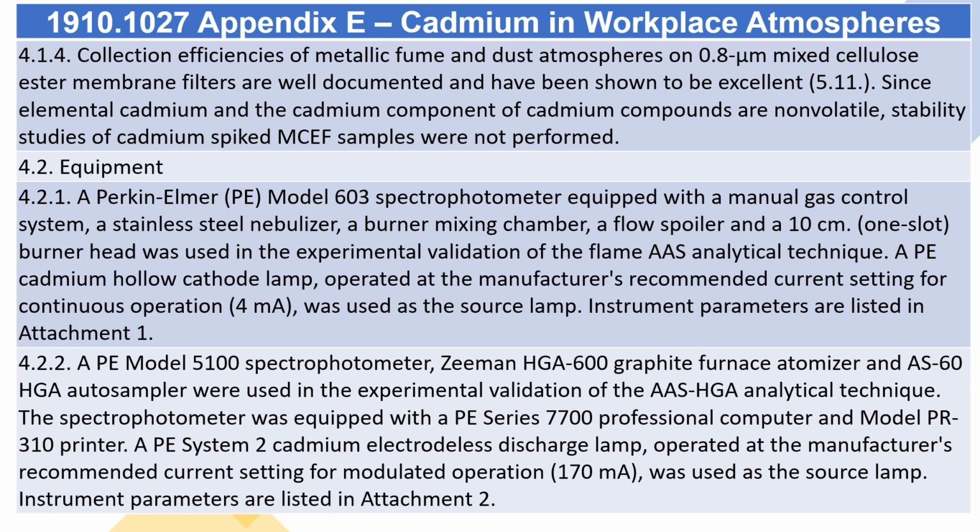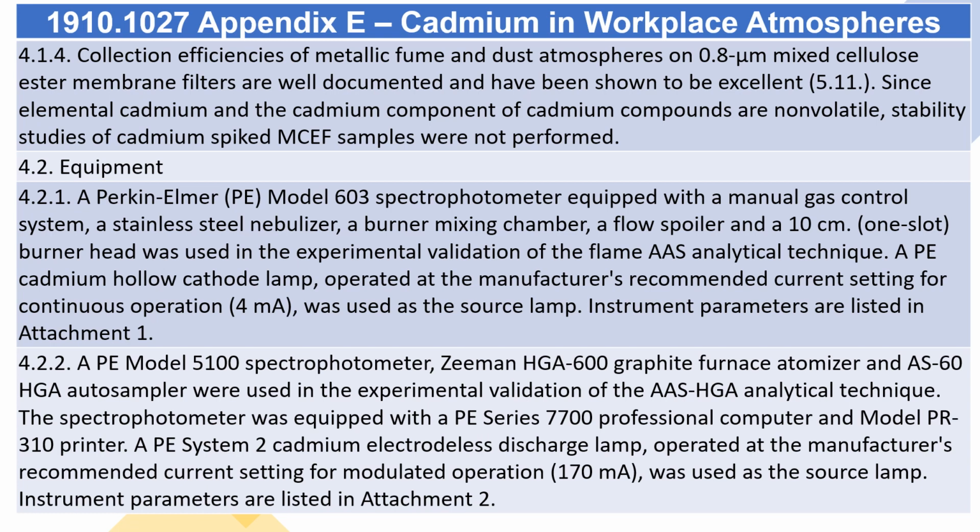4.2. Equipment. 4.2.1. A Perkin-Elmer Model 603 spectrophotometer equipped with a manual gas control system, a stainless steel nebulizer, a burner mixing chamber, a flow spoiler and a 10 cm slot burner head was used in the experimental validation of the flame AAS analytical technique. A PE cadmium hollow cathode lamp, operated at the manufacturer's recommended current setting for continuous operation, 4 milliamperes, was used as the source lamp. Instrument parameters are listed in Attachment 1.